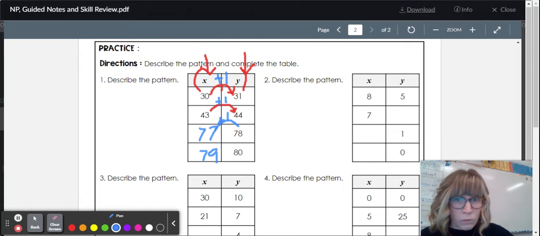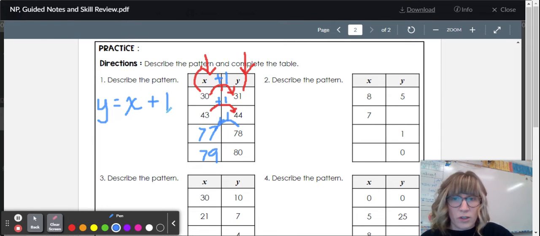So the rule, what we can say is what you need to do to get your Y equals your X value. In this case, we happen to plop a 30 in for our X, plus what? Well, plus 1. We're adding 1 to our X every time. So to get the Y value, you're going to take your X and add 1. No matter what that X value is, it will work. So we could try it.